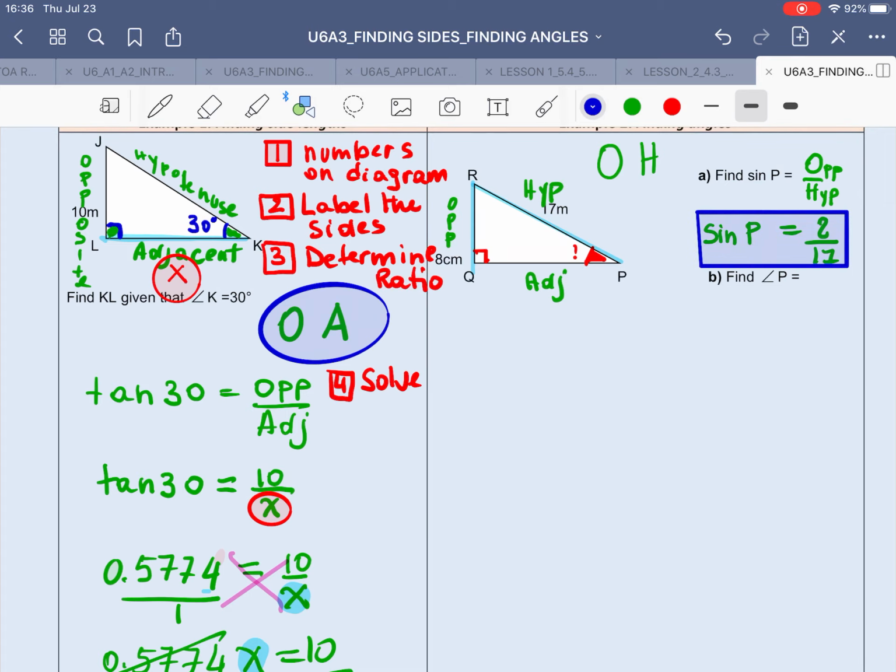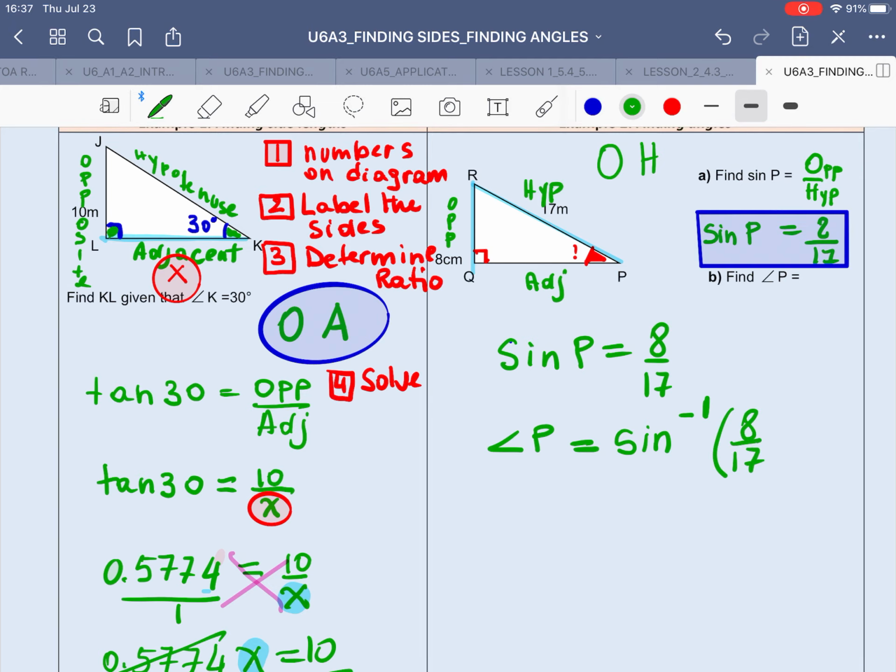The next question that we need to answer is find the angle P. And that's when things get a bit more interesting. So I'm going to rewrite again what sine of P equaled. And we're going to say that the sine of angle P equals 8 divided by 17. So to find angle P when we know the ratios, remember that we need to press that button that has a second function and then sine. So when we do that, then that's what we see on the calculator. And then we have to enter or type in the ratio.